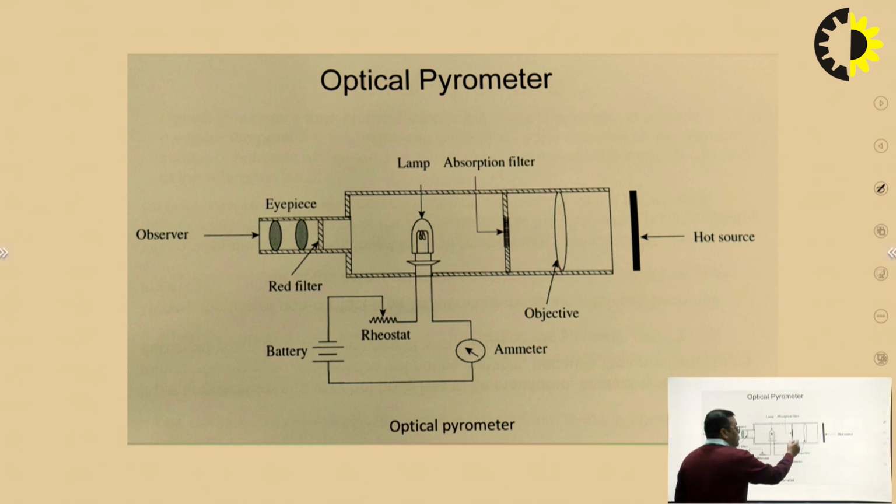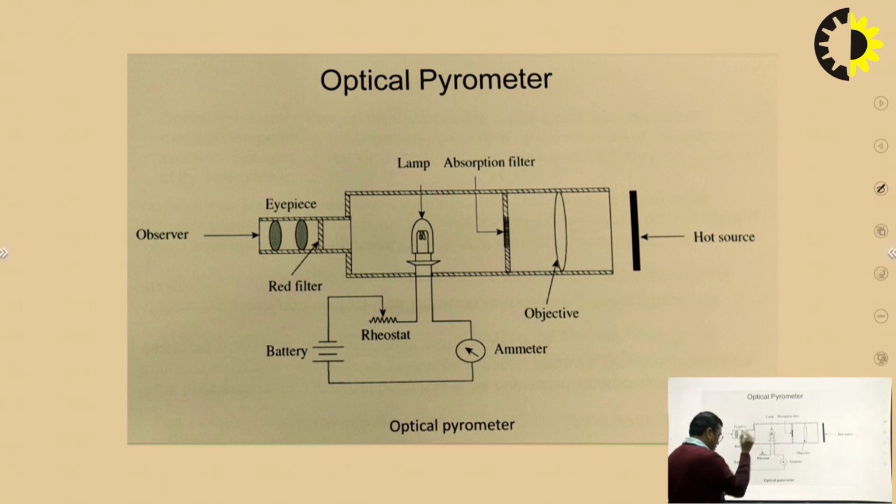Now the purpose of the absorption filter. The purpose of the absorption filter is simple. Whatever light is getting emitted, most of the light which is not essential is absorbed here, so that the intensity of the filament can be optimized, so its life will be more. So the principle is simple. The hot surface is emitting some light of some intensity and brightness, and I am varying the brightness of the light illuminated through the filament by changing the rheostat resistance.